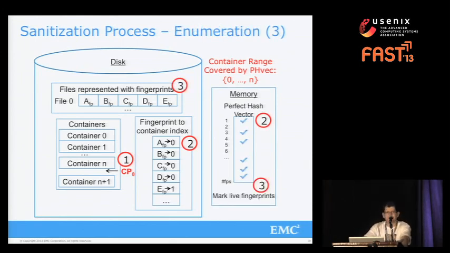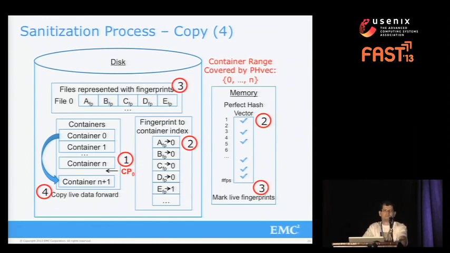So the third step is, so far we have created the perfect hash vector data structure. We now have an in-memory data structure. It fits in memory because of the compactness of the perfect hash data structure. That means we can actually go and enumerate all the files in the file system and mark the references that are live in the system. So that's what the enumeration phase does.